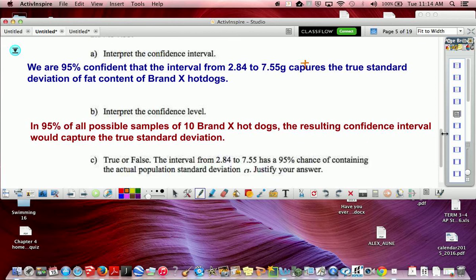Now, this is a very interesting question, part C, and I like putting this on here because we want to make sure that we understand the correct interpretation of confidence intervals. So in this particular question, true or false? The interval 2.84 to 7.55 has a 95% chance of containing the actual population standard deviation. Is that true or false?